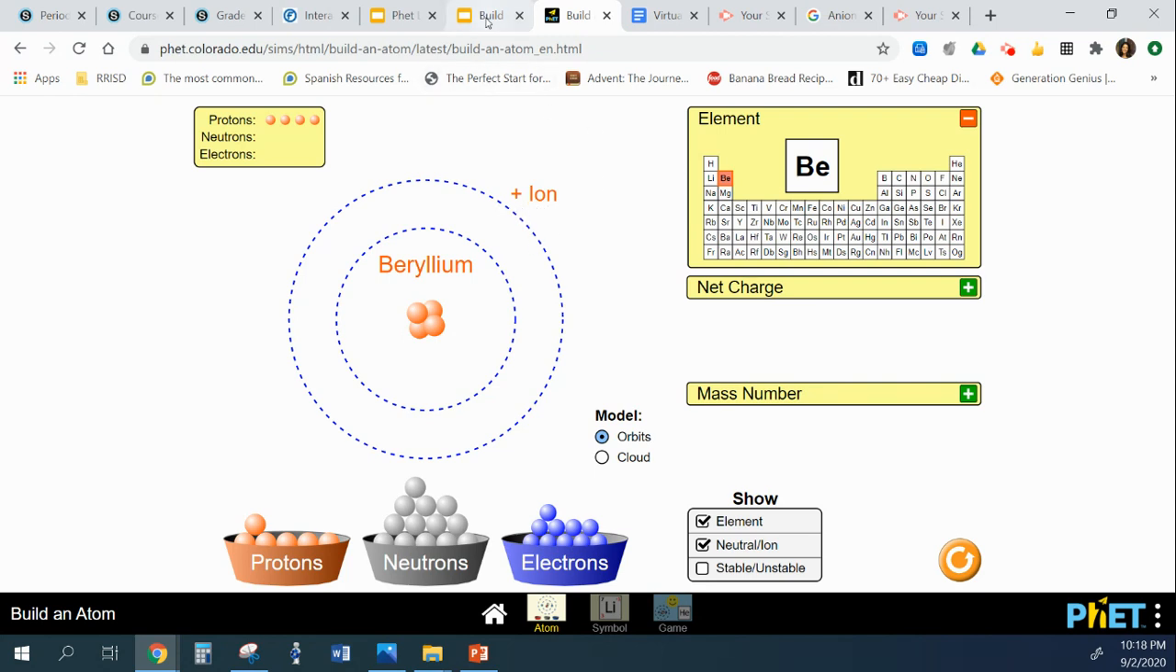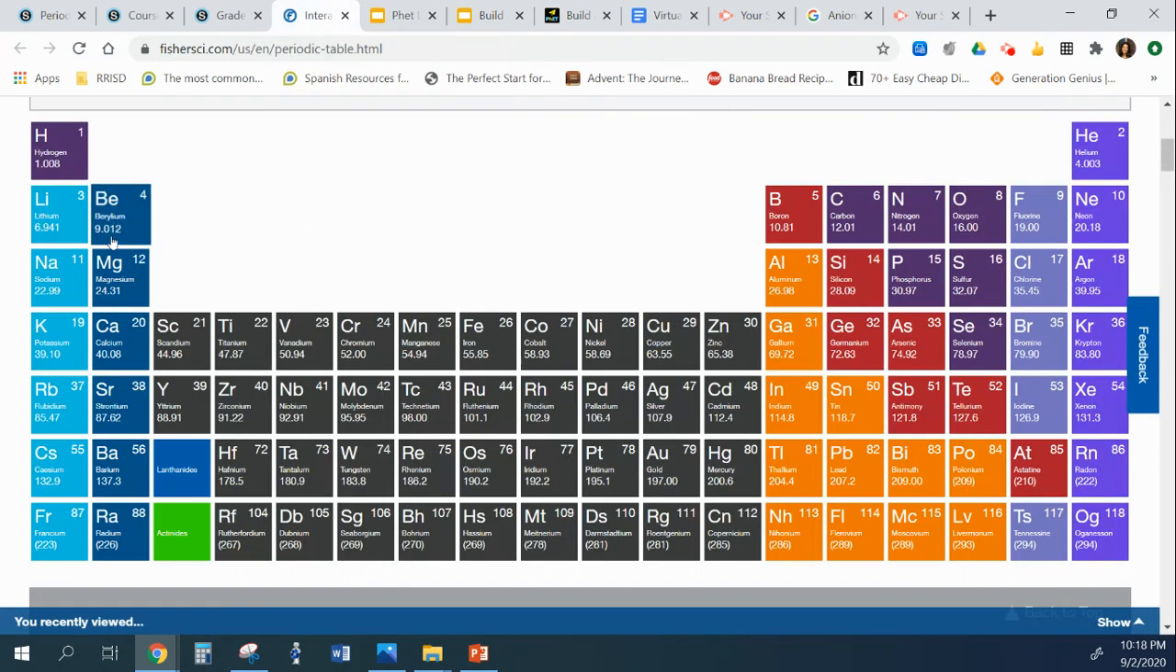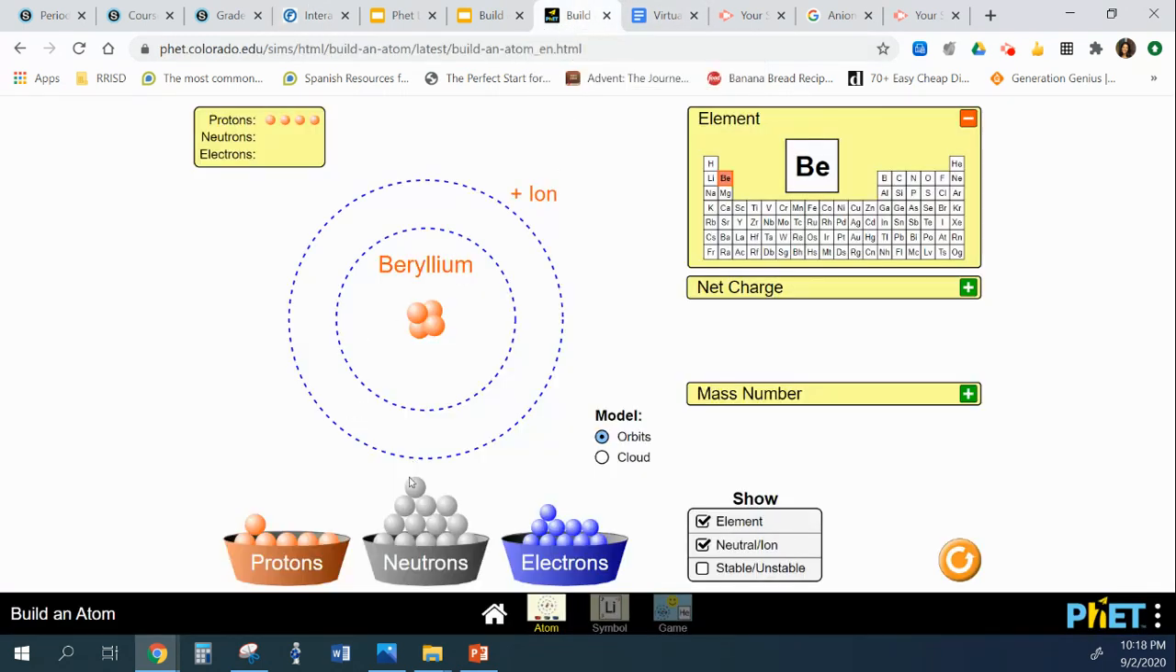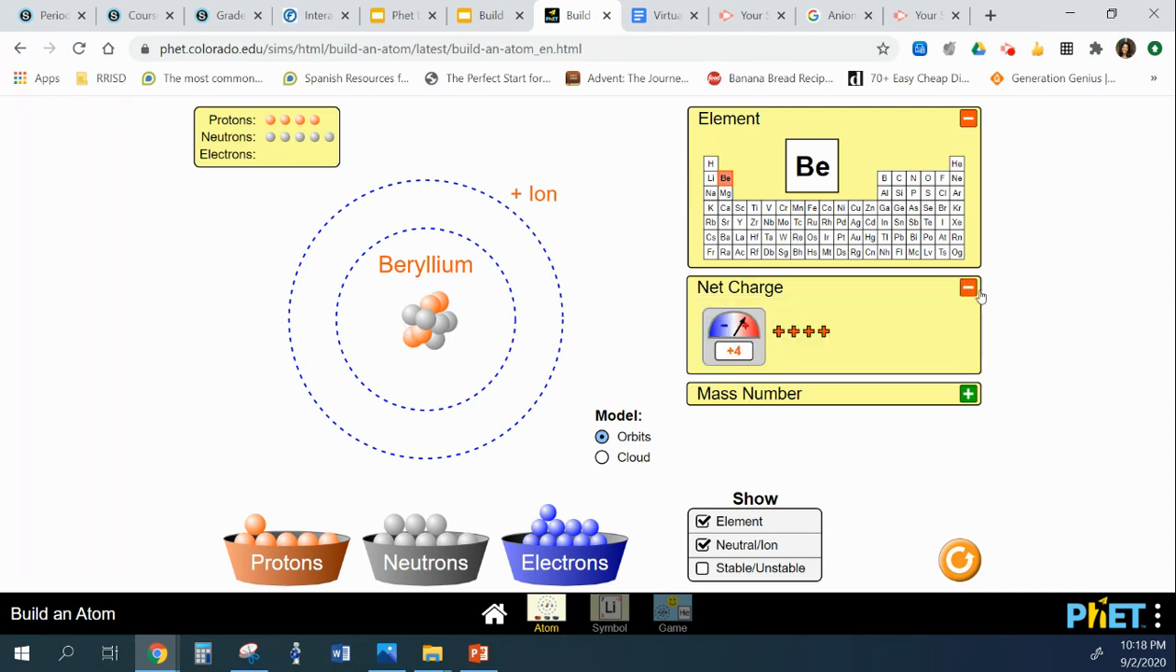Now, if I look at my periodic table at beryllium, I'm going to see that it has an atomic mass of 9. So that means 9 minus 4, I have to have 5 neutrons. So I'm going to go back into my lab, and I'm going to say 1, 2, 3, 4, and 5. Still an ion, but I'm stable now because I have the atomic mass that I need to be at.